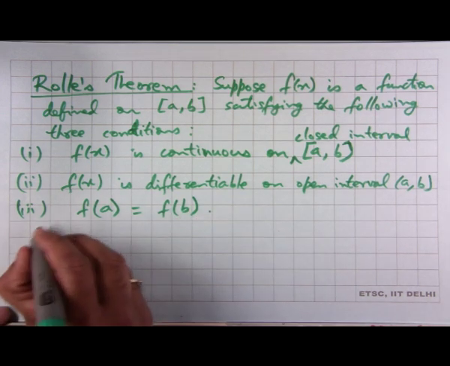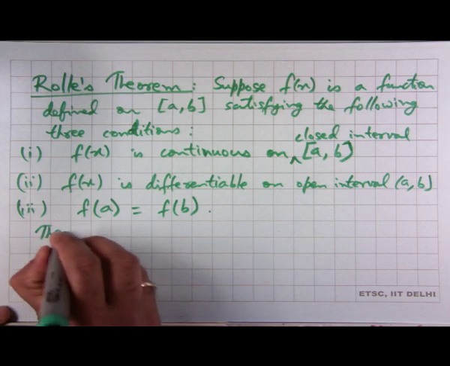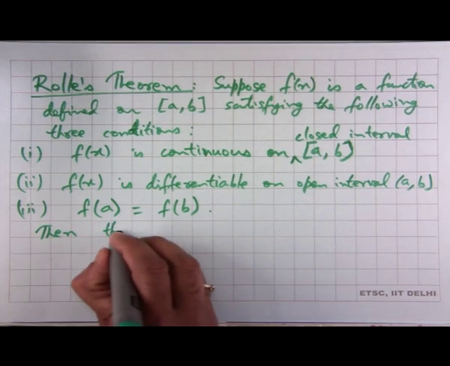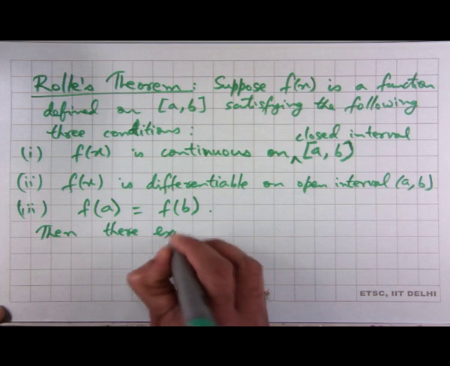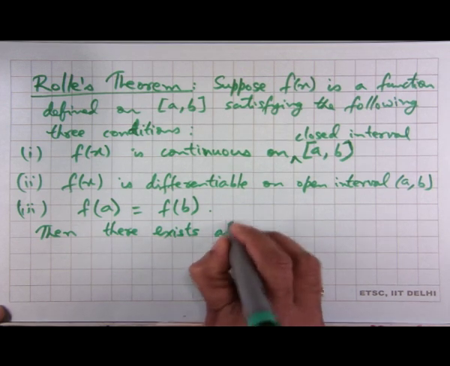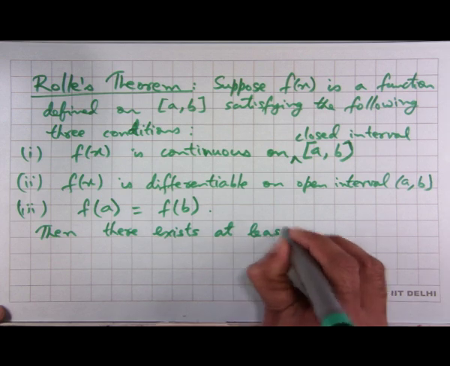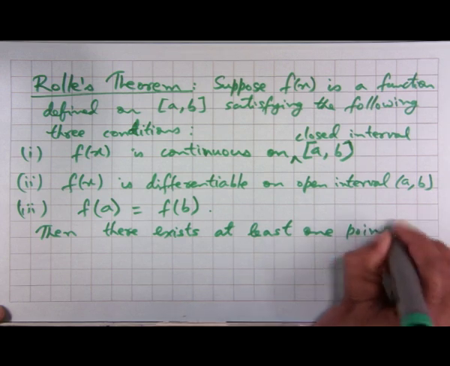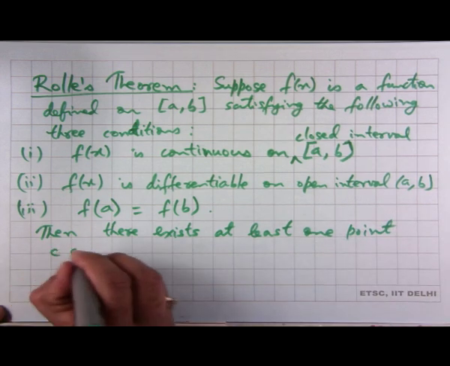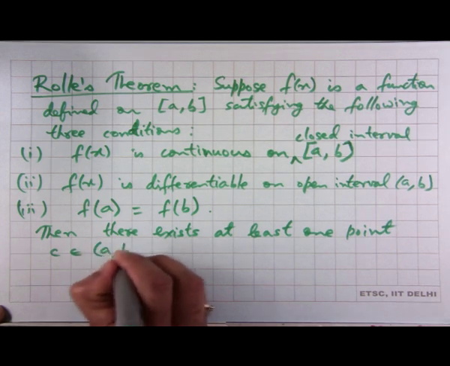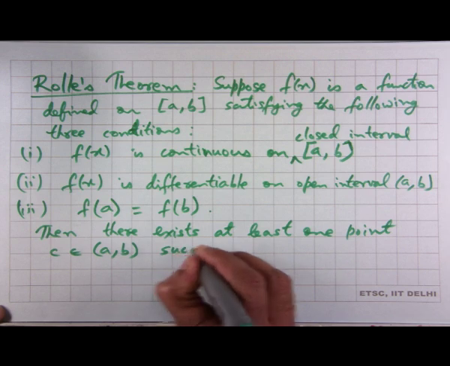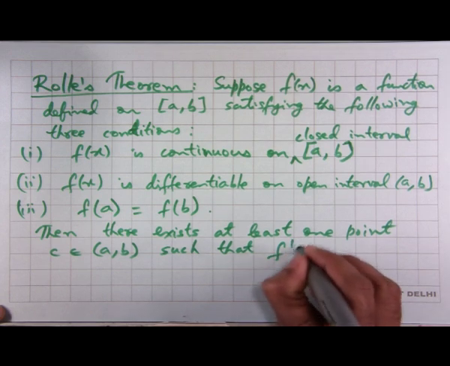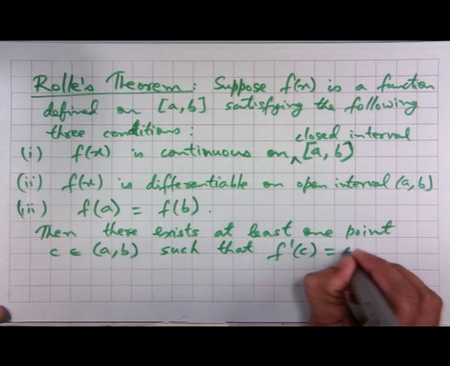Then the conclusion is that there exists at least one point c belonging to the open interval (a, b) such that f'(c) is equal to 0.